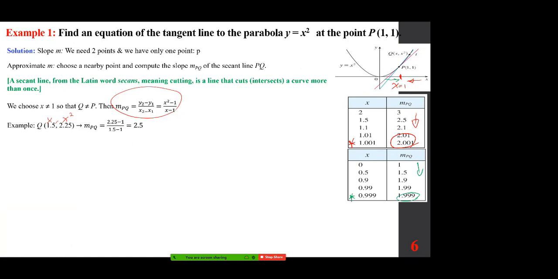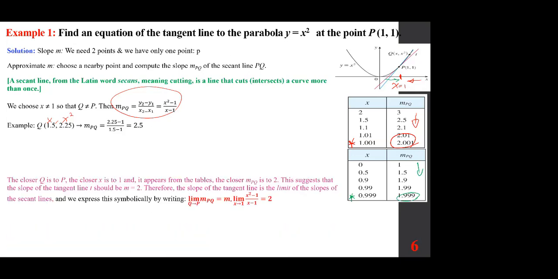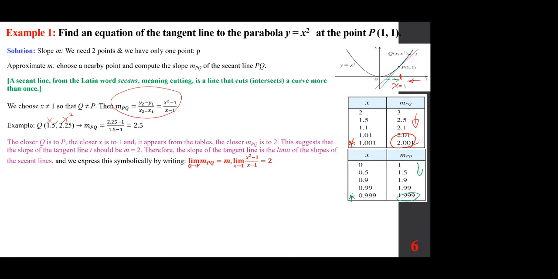If you have any doubts, you can go with 1.0000001 and then 0.99999 and a bunch more 9s. And I hope you realize the limit seems to be equal to 2. Now, this limit, when we take the limit of the slope of a secant line as q approaches p, that's how this is read: the limit of the slope of pq as q approaches p. That seems to be 2.